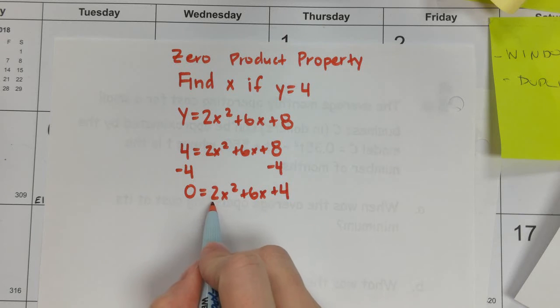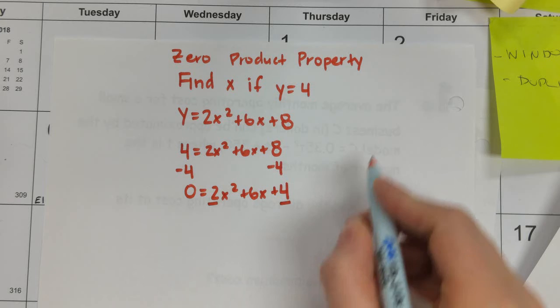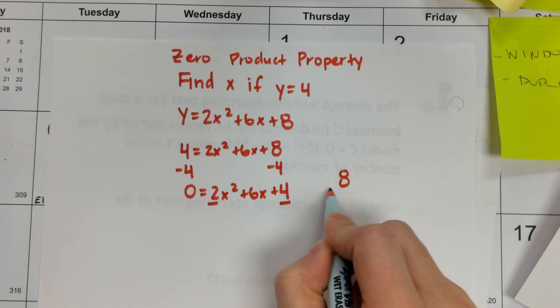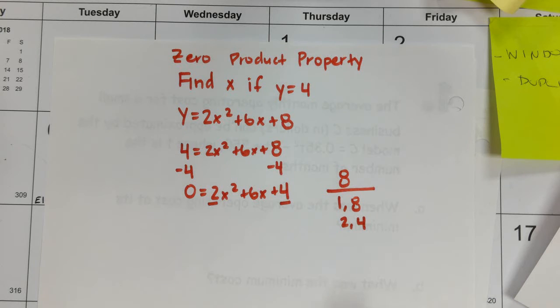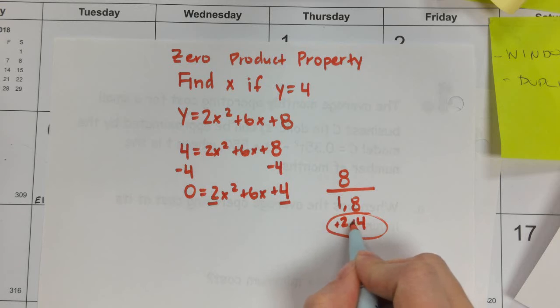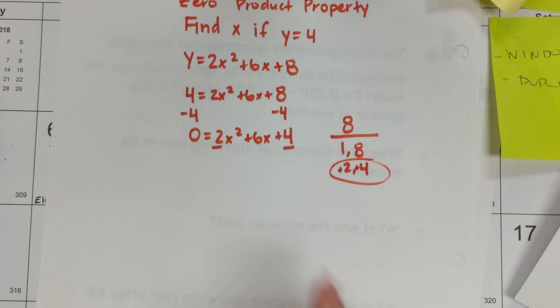So doing the AC method, I've got 2 and 4. If I multiply them, I get a positive 8. Factors are 1 and 8, 2 and 4. So I'm going to choose these because a positive 2 and a positive 4 will make 6x.